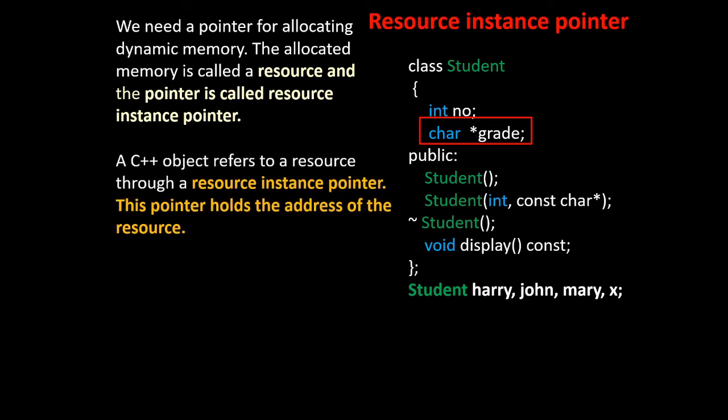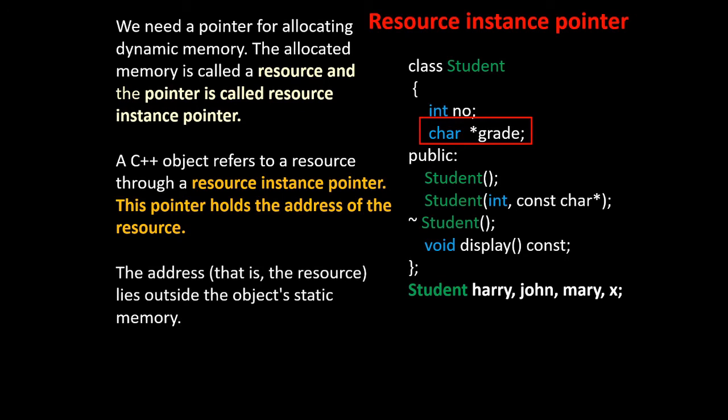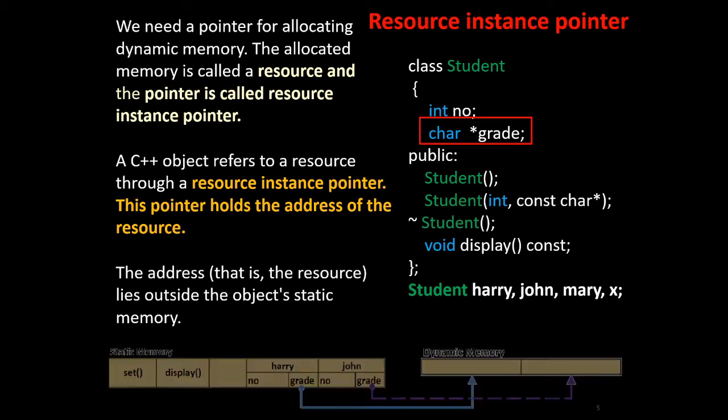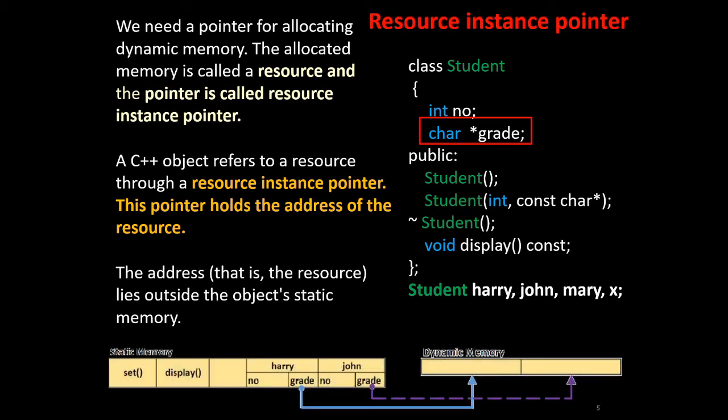Okay, and a C++ object refers to a resource through a resource instance pointer. The pointer holds the address of the resource. So the address lies outside the object's static memory. So have a look at this chart. On the left you see static memory, and on the right you're seeing dynamic. So number in both cases for Harry is static, but grade becomes dynamic.